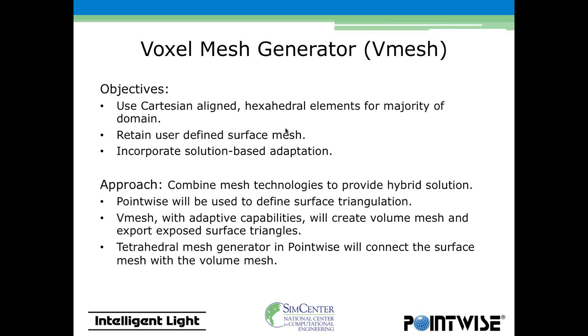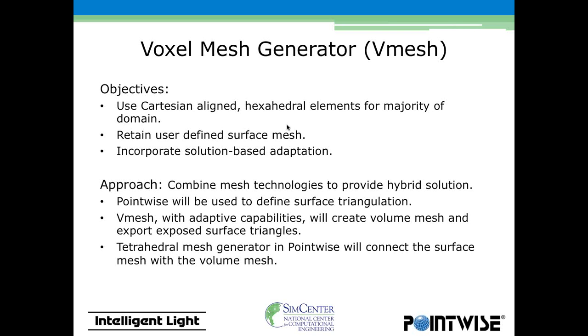And if we want to capture vortices, then we end up either generating a hex block like Bruce did in the case of the all Pointwise mesh, or we can use this new scheme called voxel mesh. So we want to do Cartesian-aligned or hexahedral elements for the majority of the domain. We like to have the surface mesh defined in Pointwise, and it has some adaptation capability which we're not taking advantage of in today's webinar. So our approach is to combine the two technologies.